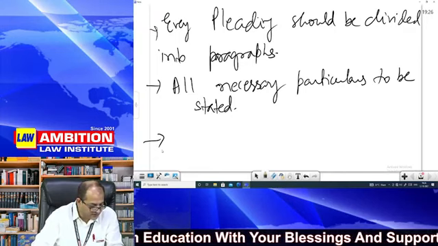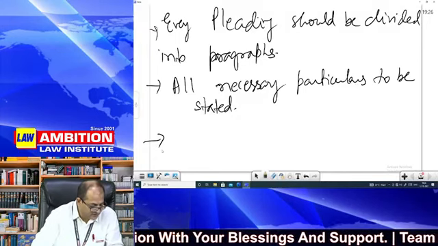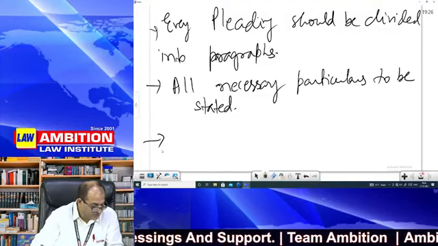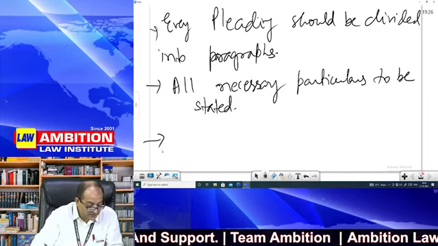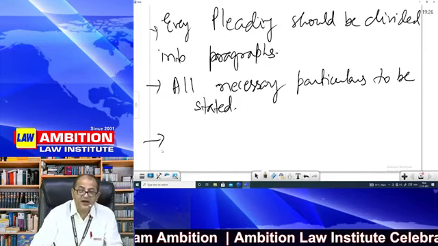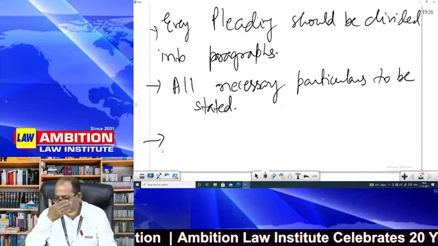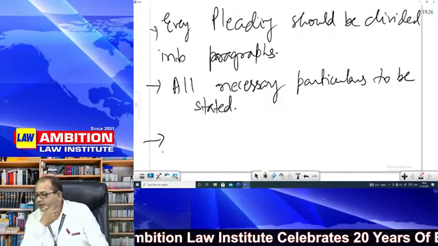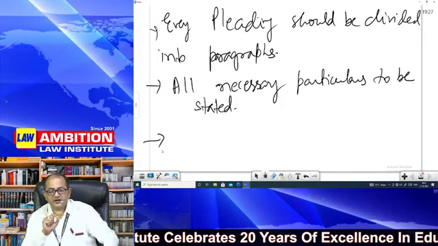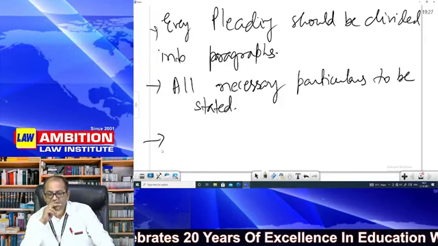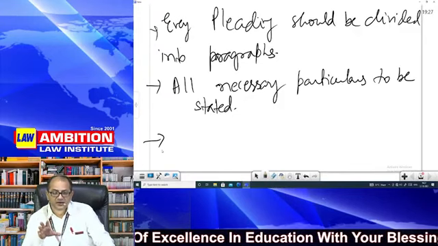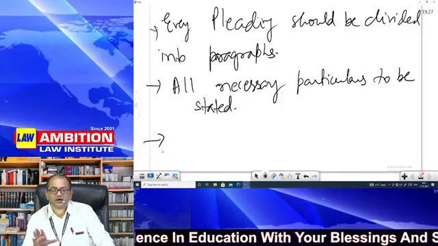Every pleading shall contain only a statement in concise form of the material facts on which the party pleading relies for its claim or defense, as the case may be, but not the evidence by which they are to be proved. So, we are not here to prove the evidence. And here I must tell you, there is a difference in writing of a plaint and writing of a petition. If you file a petition under Article 226 of the Constitution, then you are required to write the facts, the evidence, and state the law as well.